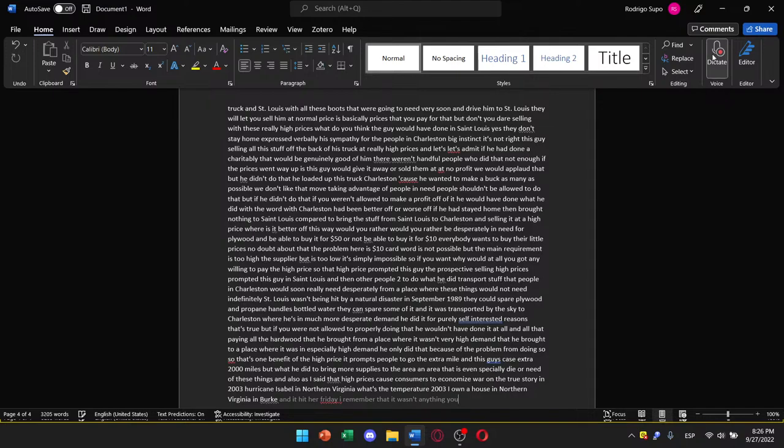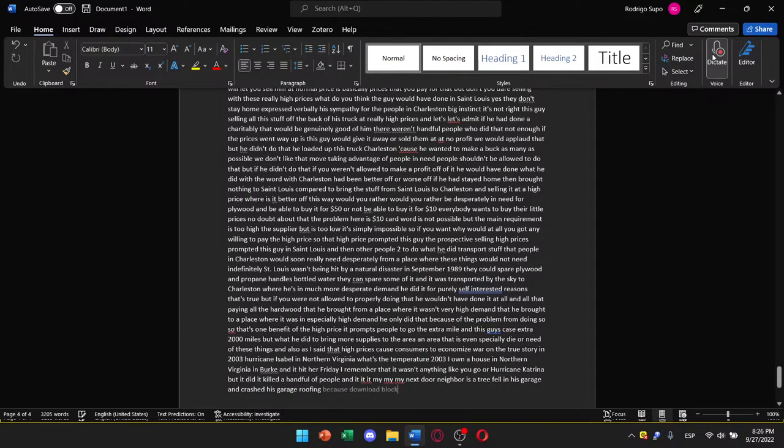It killed a handful of people, and my next door neighbor had a tree fall in his garage and crash his garage roof in. Some people down the block had another tree fall across their driveway. They couldn't get their car out for a few days. It inflicted a fair amount of damage in Northern Virginia. Not devastating, but it was real. Power was out for a few days.